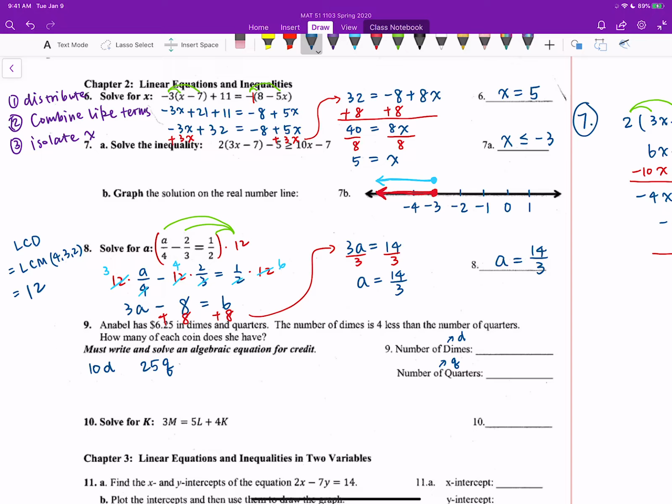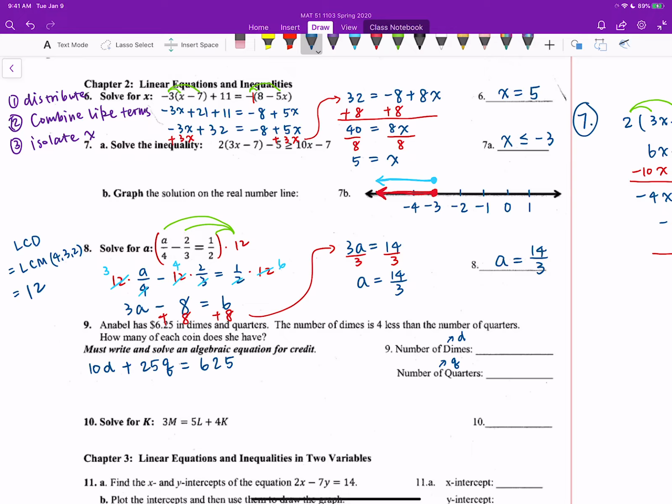If I add the cents in these 2 types of coins, that should match whatever she has originally, which is $6.25. So here's the question. How many cents are there in $6.25? The answer should be pretty easy, 625. Notice that I use cents as the units because I want to avoid decimals. Second equation, coming from the second sentence.